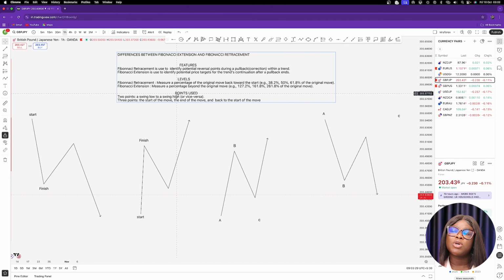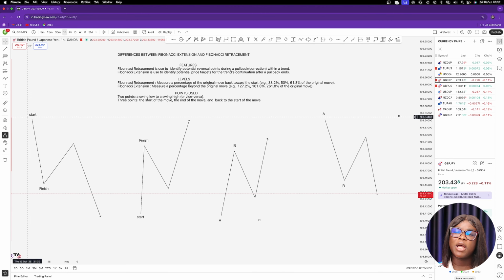Then the points used, what are the points used when we are drawing Fibonacci retracement and extension? So Fibonacci retracement, we use 2 points. So we use this point and this point. Okay, so first, if we are in a downtrend and we want to see where possibly price could reverse from, we start our Fibonacci from here, the start here, and then end it here at the swing low. So from the swing high to the swing low.